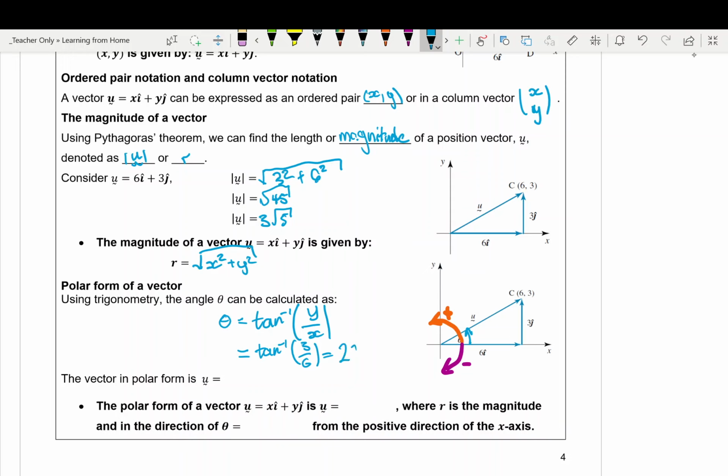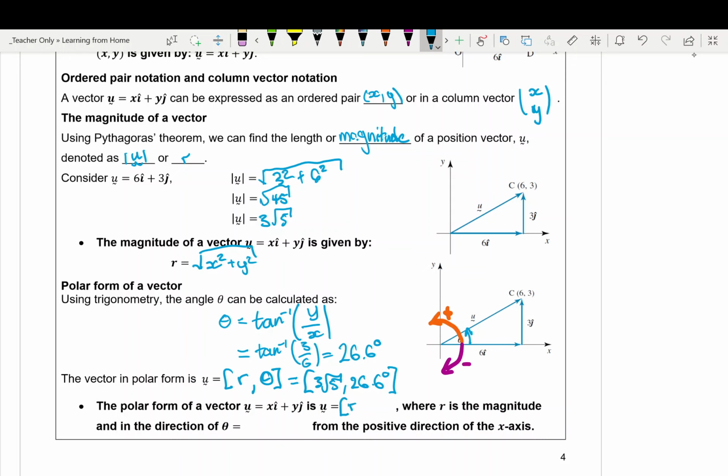26.6 degrees. Okay, so the vector in polar form is u is equal to, we use square brackets for this. Make sure you're always using square brackets, not curved brackets: r comma theta, and then we close the square brackets. So in this case, that would be 3 root 5, 26.6 degrees.